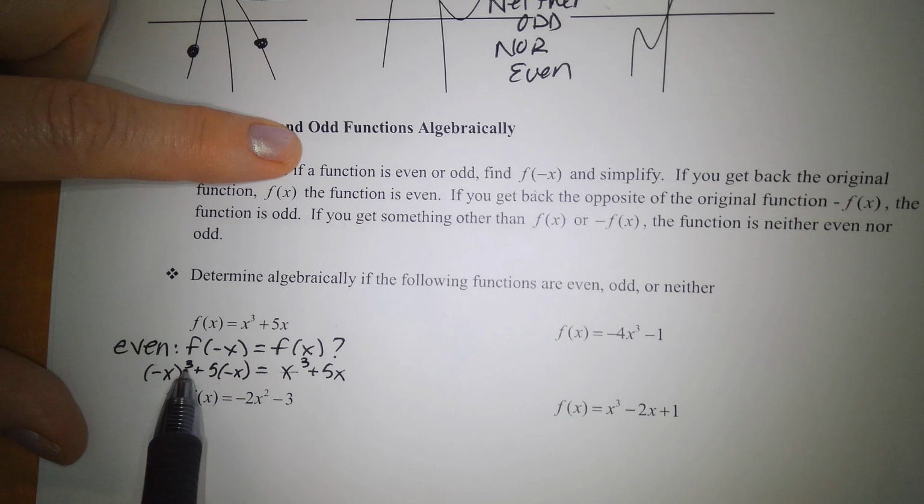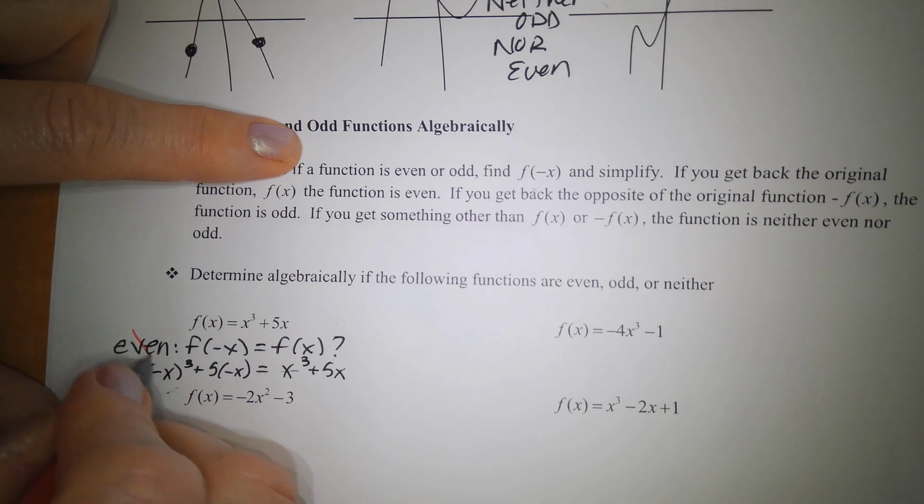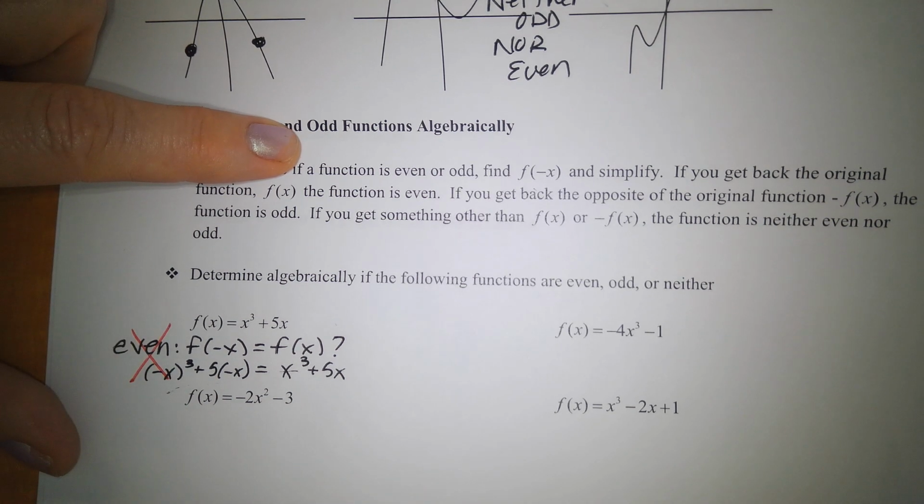Well, since this is to the third power, that negative sign will stay, so this is negative x to the third. This becomes minus 5x, so it's clear that these two sides are not equal to each other. Therefore, this is not even.